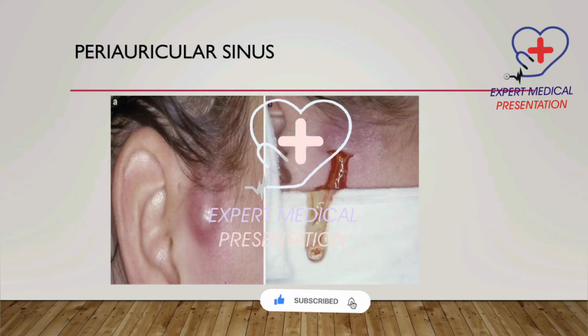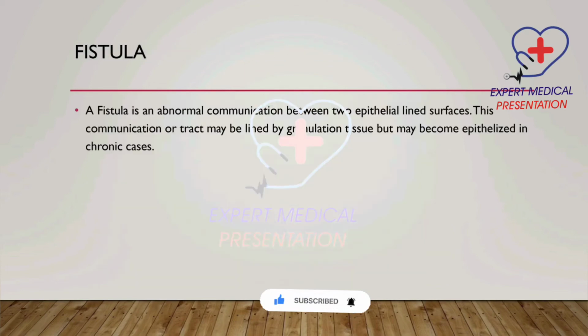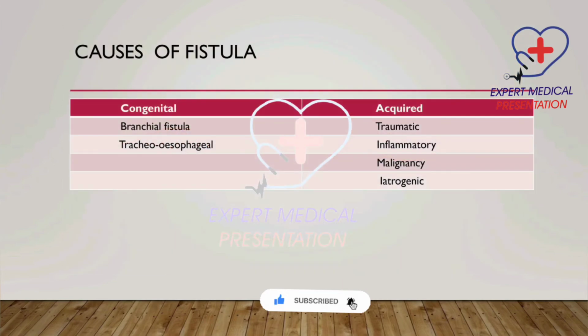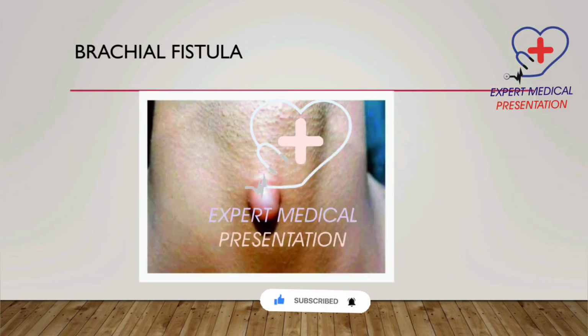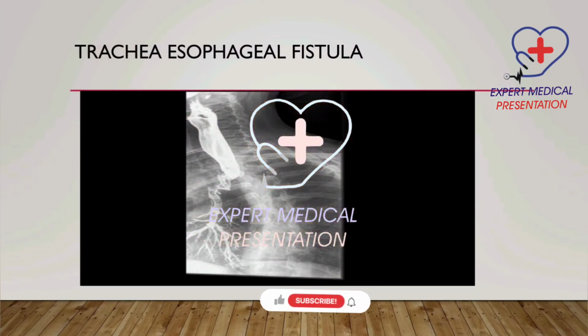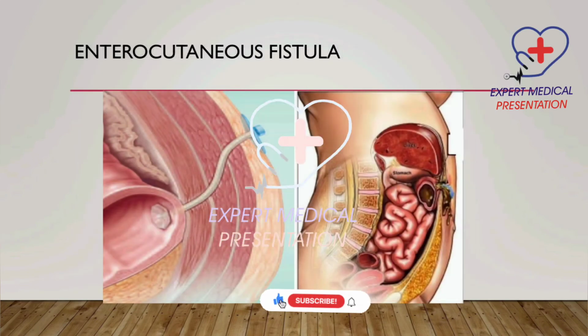Fistula. A fistula is an abnormal communication between 2 epithelial-lined surfaces. This communication or tract may be lined by granulation tissue but may become epithelialized in chronic cases. Causes of fistula: branchial fistula, tracheoesophageal fistula, enterocutaneous fistula. Parks classification of fistula in ano.